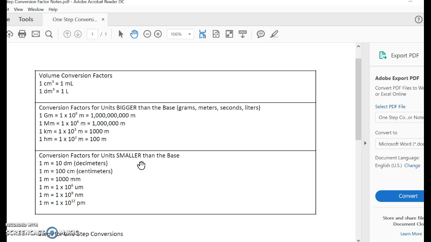This you got in your notes. It's in Schoology. Please, please, please use it. Please, please, please go back to it over and over again.